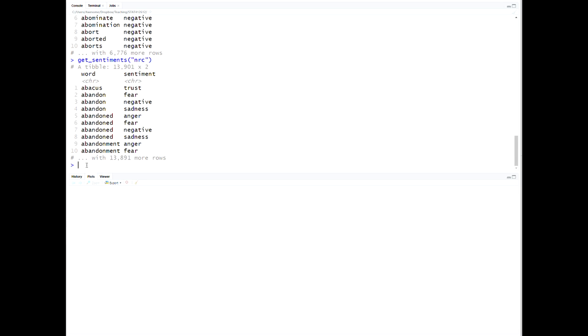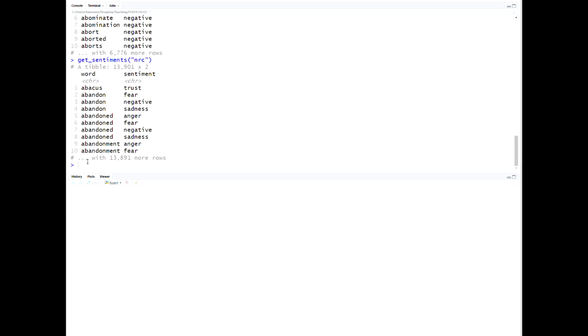NRC gives us sentiments, not just a plus or a minus, but different emotions, if you will, that are associated with each word. So the word abandon is both negative and is associated with fear or sadness. You'll see there are many more rows in the NRC lexicon because of this, because words are usually given both a positive or negative as well as at least one emotion.